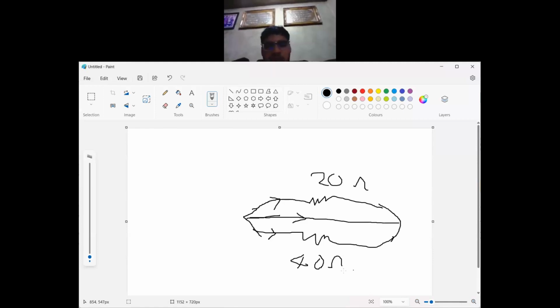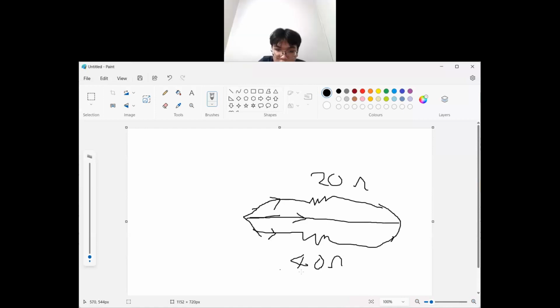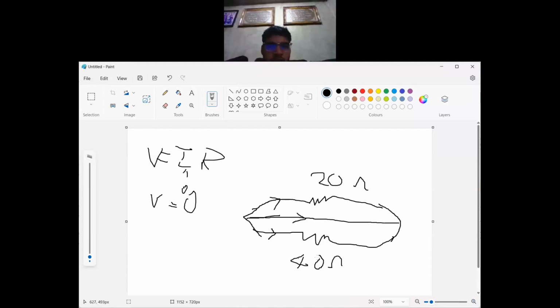But there's a voltage? No voltage too, because V equals IR. If your I is 0, your voltage is also 0. Okay, I understand.